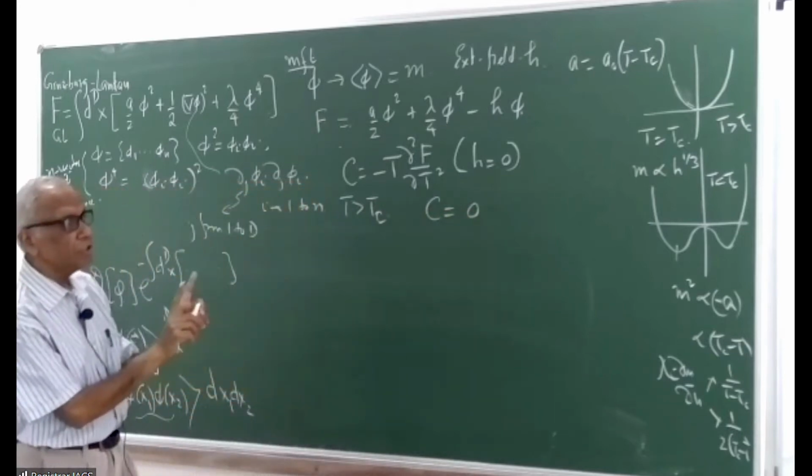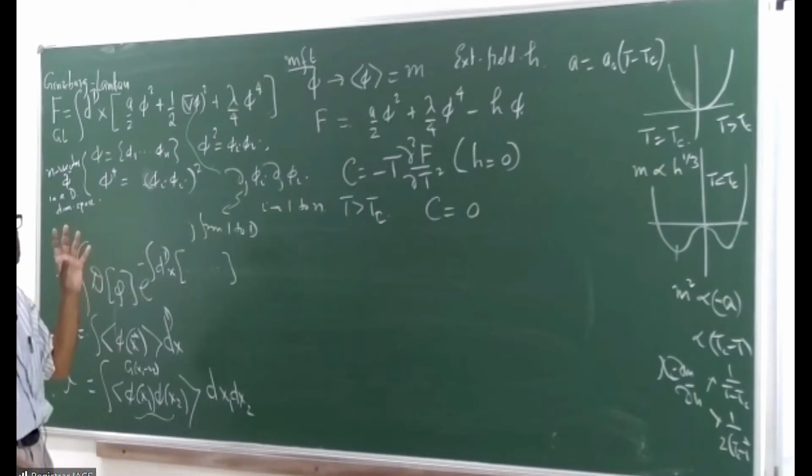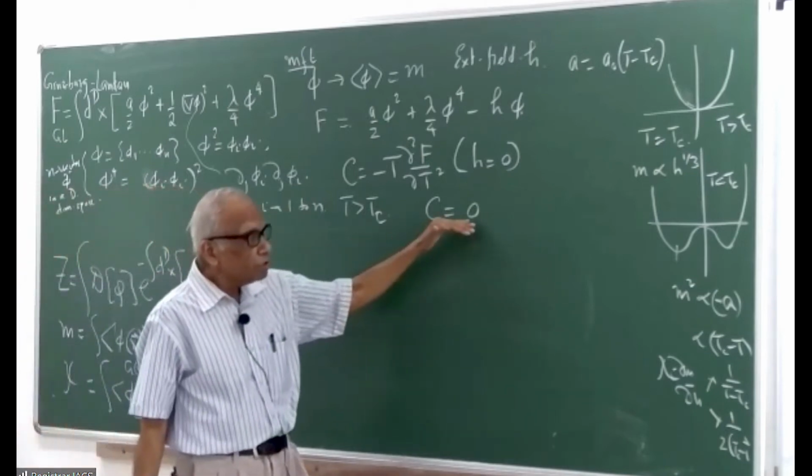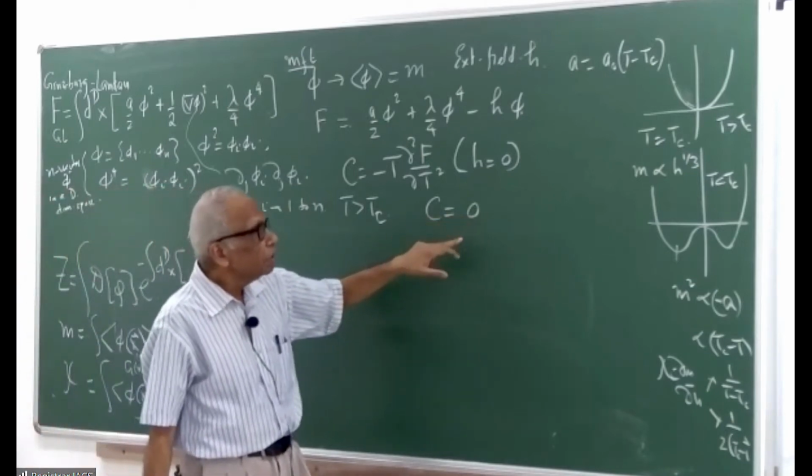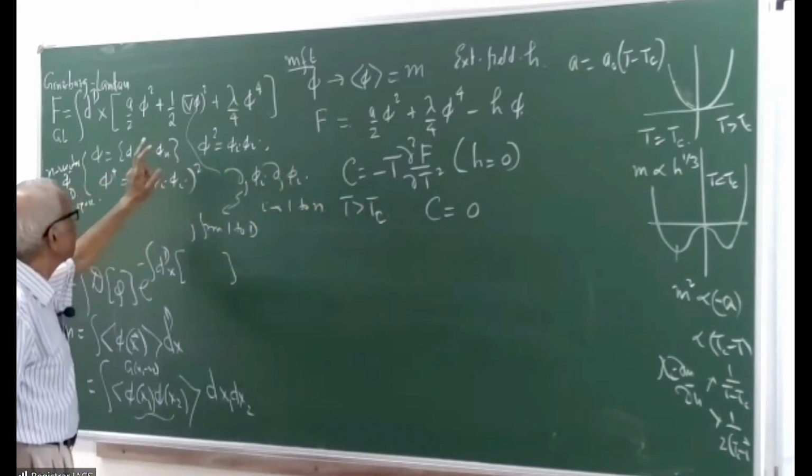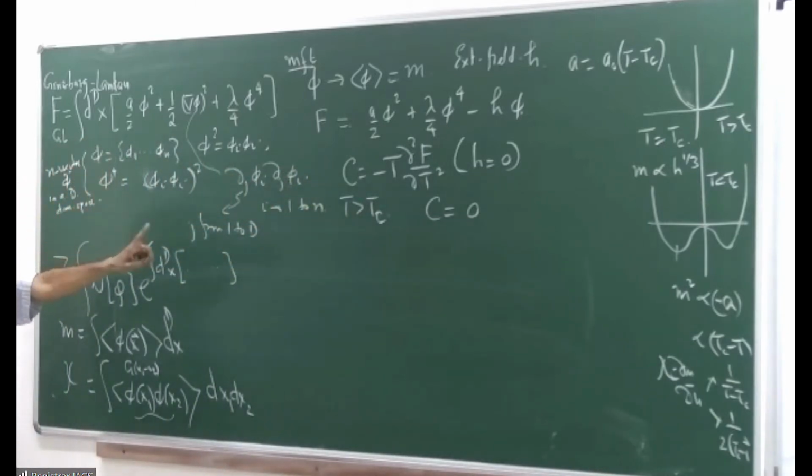Now, mind you, the specific heat can't be 0. Why? What is coming out as 0 is the contribution of this free energy to the specific heat.